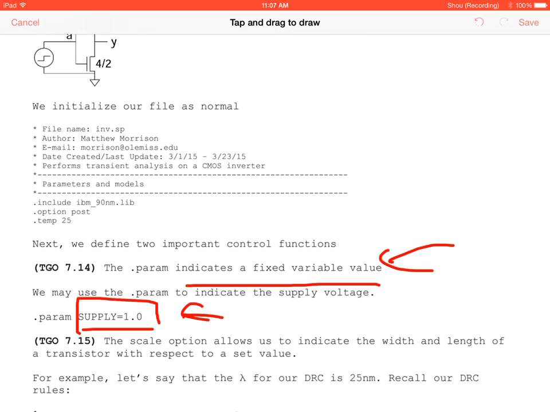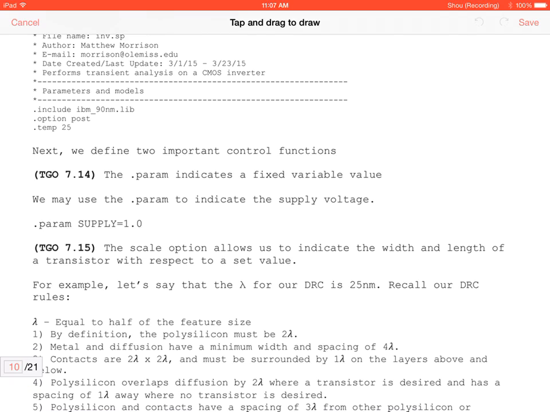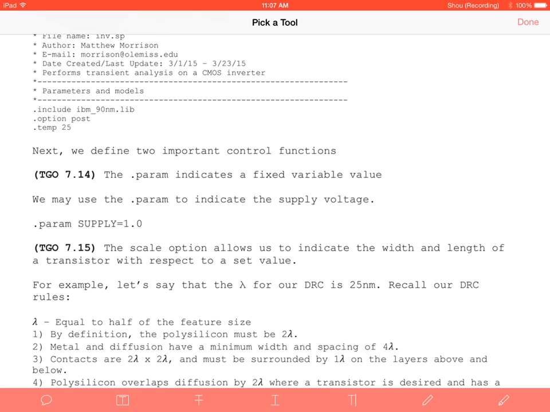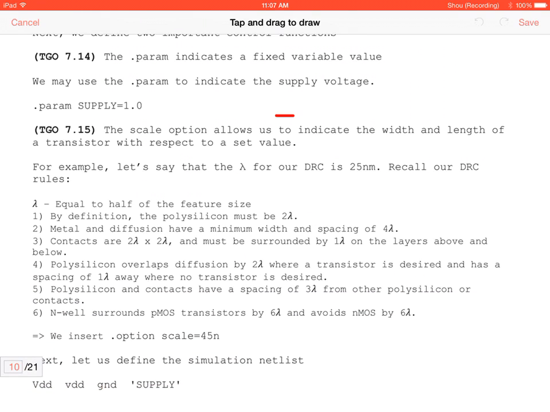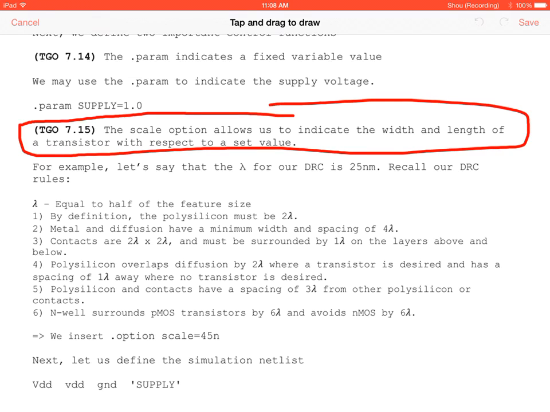And typically, well, not always, but typically you'd want to put your .params in uppercase just to differentiate them in your code. We also have the scale option. The scale option allows us to indicate the width and length of a transistor with respect to a set value.